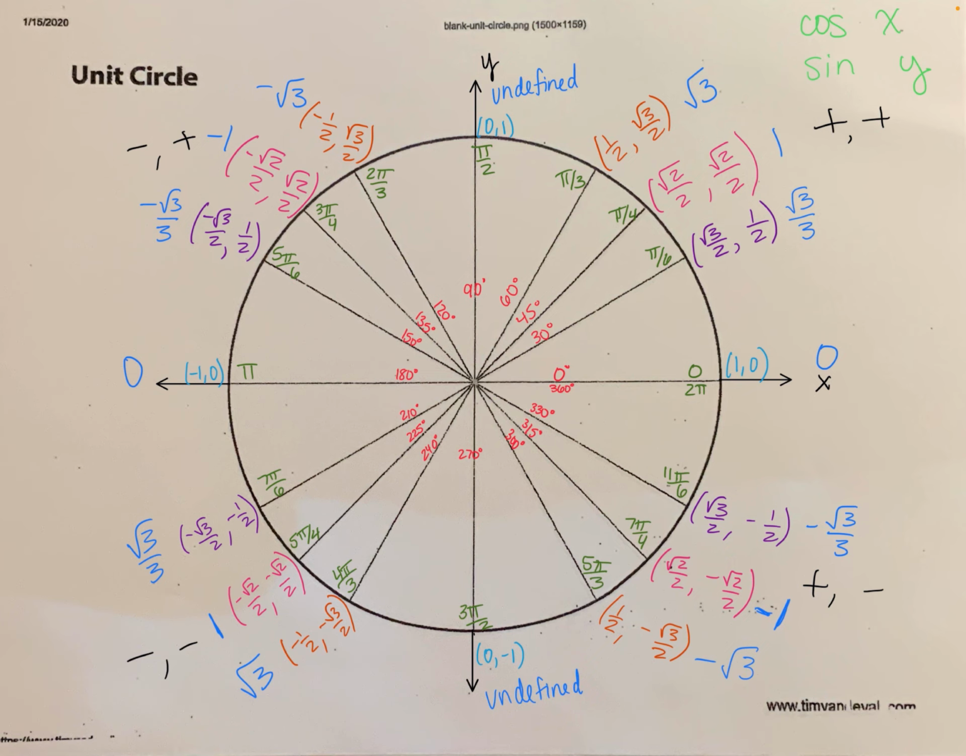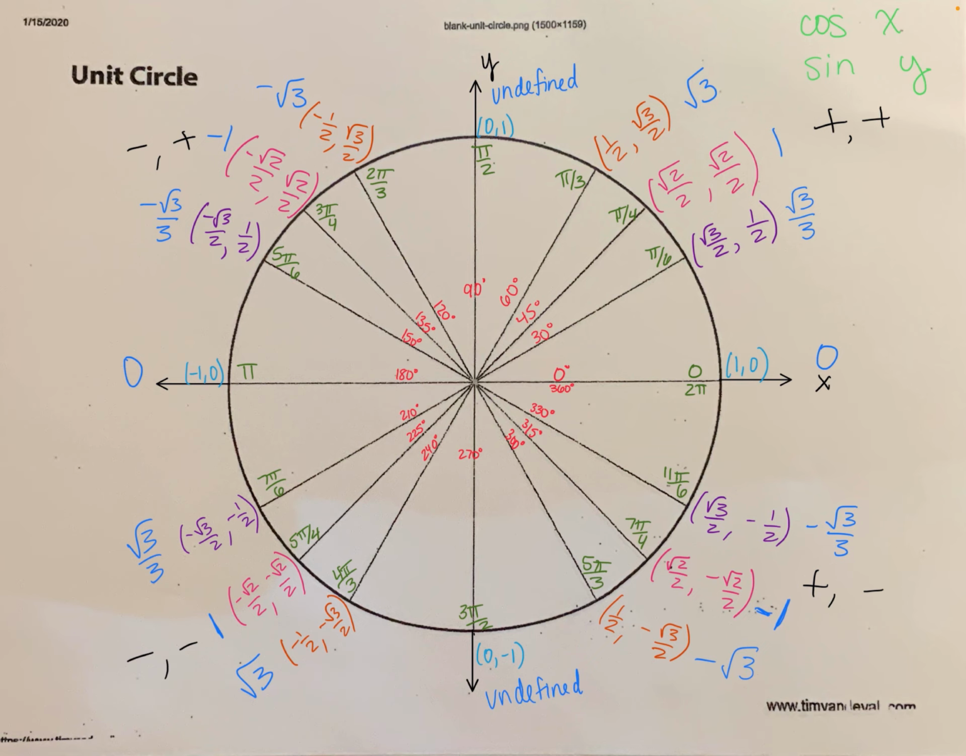So 150 minus 90 is 60. So I need to go 60 more degrees. So this would be 30, 45, 60. So I'm looking at minus 150 is the same as 210 degrees.